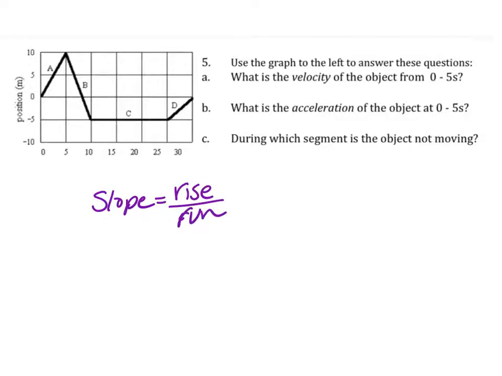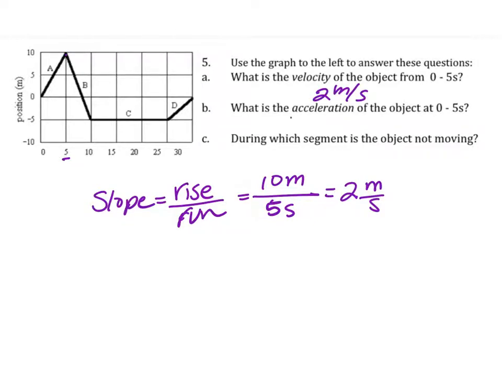All right, so from 0 to 5 seconds, it starts at 0 for the rise and goes up to 10. So your rise is a positive 10 meters. And then your run goes from 0 over to 5, so your run would be 5 seconds. So 10 divided by 5 is 2, and then your units would be meters per second. So that is your answer to A, 2 meters per second.